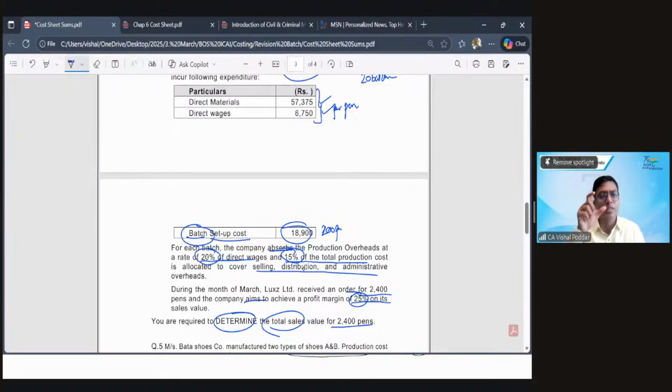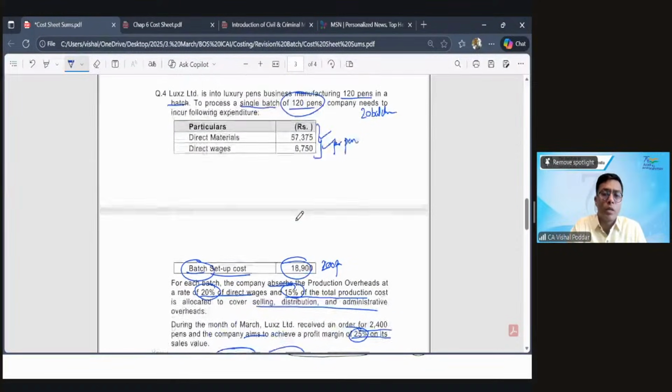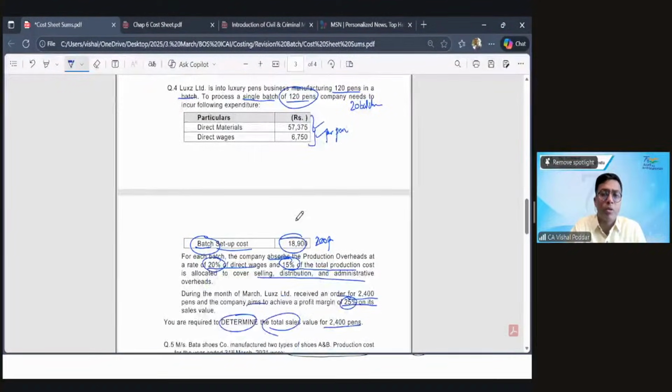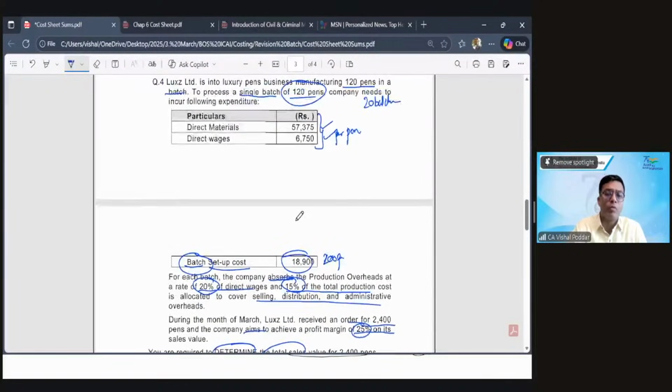So you have to understand this, students, from the data as to what cost sheets, or one cost sheet, or multiple cost sheets you need to prepare. So in this sum, we need to prepare only one cost sheet. Correct? My costs are direct material, direct wages, batch setup, and then the overheads.